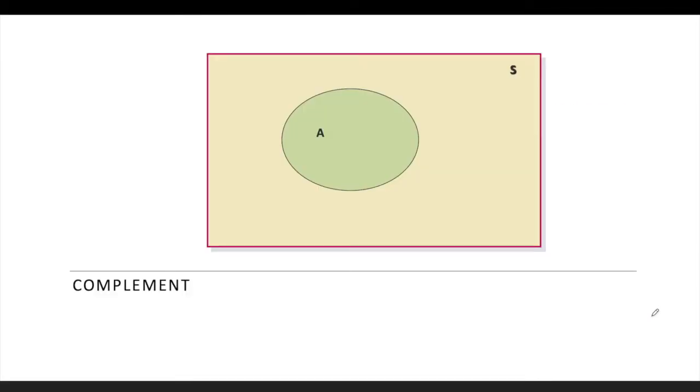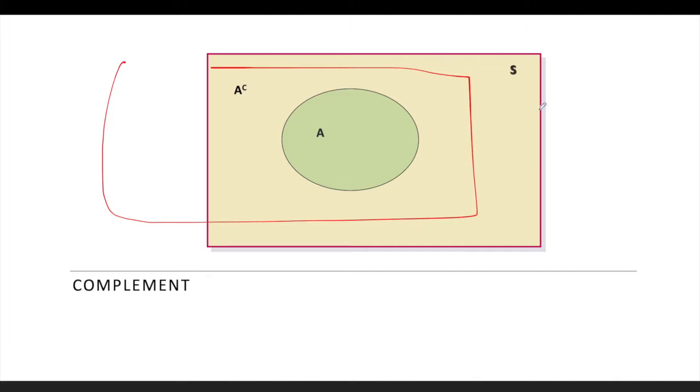As we studied before on the complement, this is the event A, and the complement is A^C. So the total of A and A^C should be equal to 100% or 1.